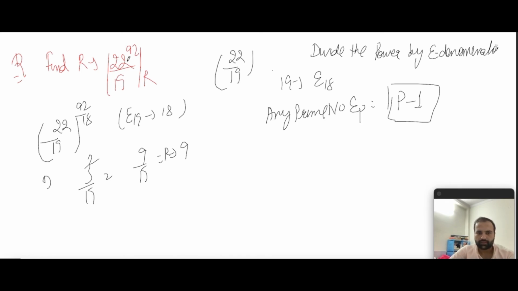We have divided the power by the Euler of the denominator, and the denominator here is a prime number. For a prime number, it will always be the number itself minus 1. So 19 minus 1 becomes 18. So we divide 92 by 18, we get remainder 2 (18 into 5), and over here the remainder is 3. So 3 to the power 2 by 19, we get 9.